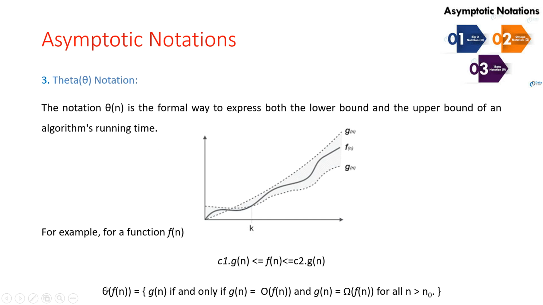So in that case, we are using the theta notation for that particular function f of n. So g of n, if and only if g of n is equal to big O of f of n and g of n is equal to omega of f of n. So g of n equal to big O of f of n means what? Upper bound. That means this part, the last part. And g of n is equal to omega of f of n means what? The first part, that is the lower bound, for all n greater than n0. So this is the theta notation.